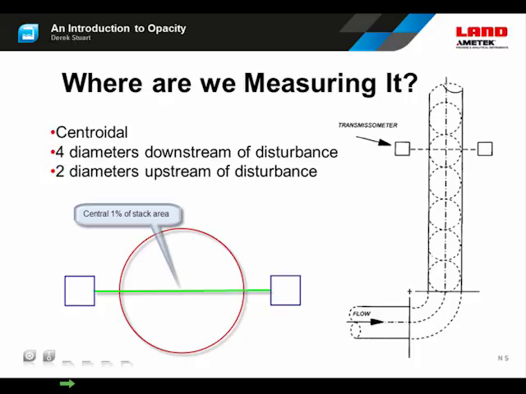Okay, next question. Where are we measuring opacity? Well, according to PS1, you have to measure the opacity using a light beam that passes through the centroidal area of the stack. That's the 1% area right in the middle of the stack. So you're getting a representative sample of the entire stack. And ideally, the analyzer has to be installed at least 4 stack diameters downstream of any disturbance. And that's to ensure that the stack gases and the particles they contain are well mixed at the measurement point. So we're not biasing the measurement by measuring in a non-ideal location.